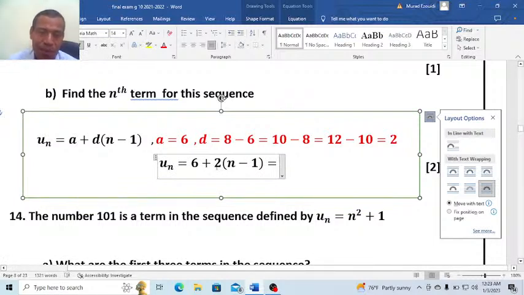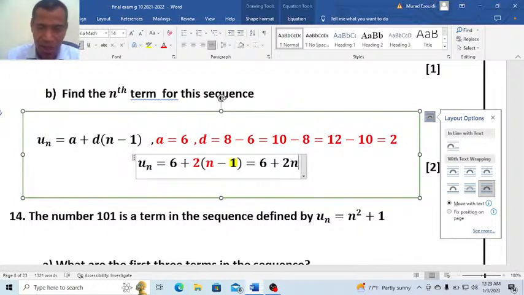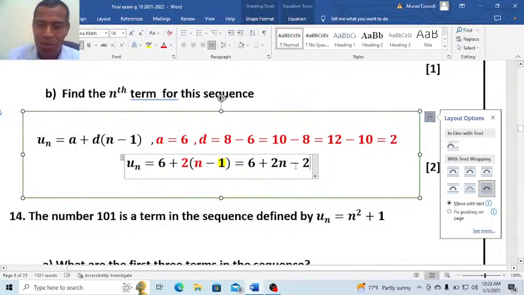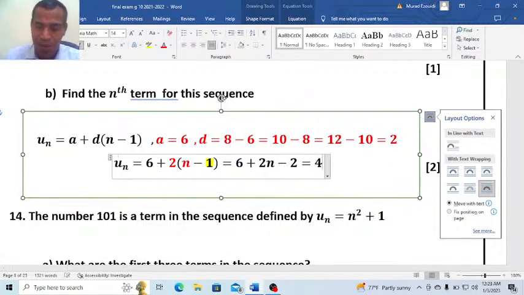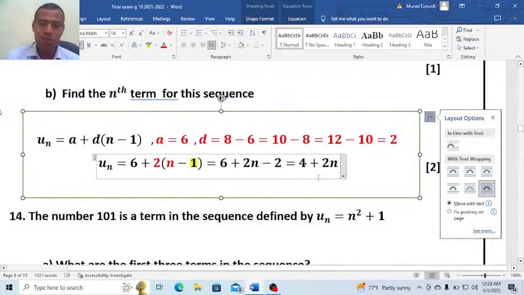Then you are going to multiply 2 by n, and then multiply 2 by negative 1. You should expand this one. So this one is equal to 6, the first term of the sequence, plus 2n minus 2. Therefore 6 minus 2 is equal to 4, plus 2n. So this is the nth term, learners.